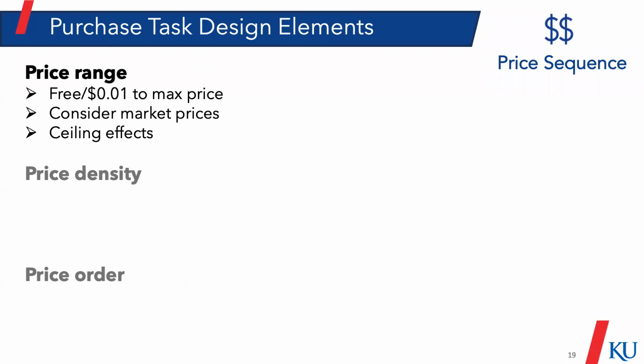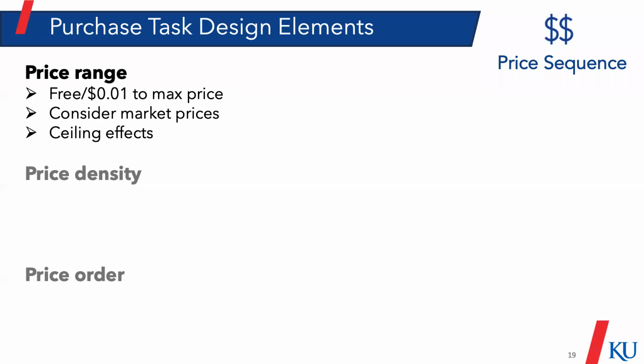In terms of the price range, this is quite simply your lowest price to your maximum price on your purchase task. And most often this starts at free, but some people will start at a trivial small amount, such as 1 cent. The advantage to using free is that you get a direct measure of the observed intensity. So we advise in our systematic reviews that you should start with free, but then the question is, what's my max price? And I would argue that you should consider market prices, and we'll come back to that in a moment.